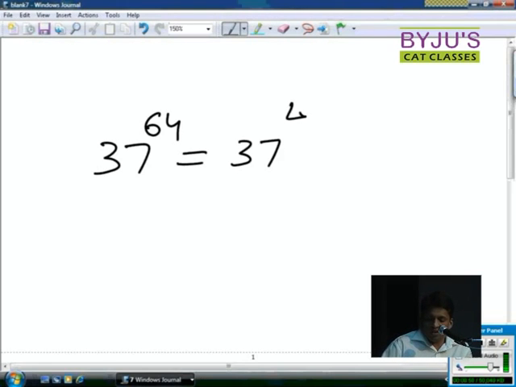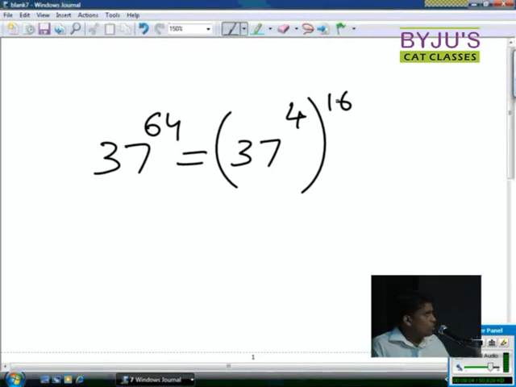You need to write it as 37 raised to 4k. That is 37 raised to 4 whole raised to 16. 37 raised to 4 raised to 16. Why? Because the idea is to get a number ending in 1. We have a number ending in 1 inside the bracket.